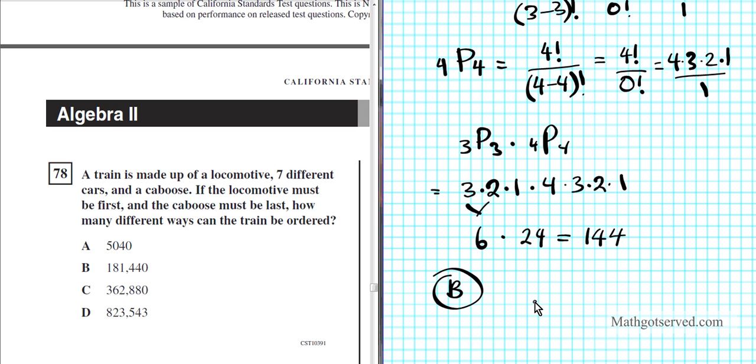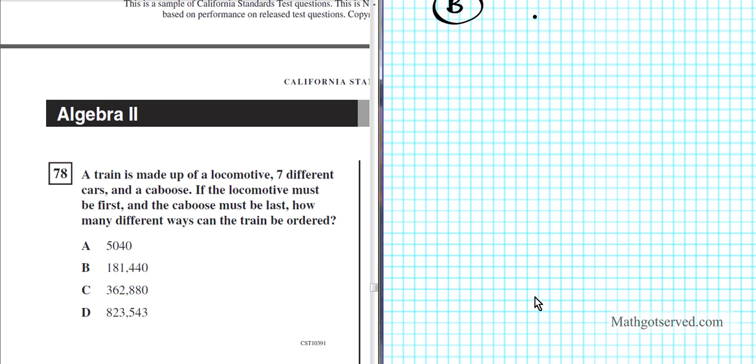It says a train is made up of a locomotive, 7 different cars, and a caboose. If the locomotive must be first and the caboose must be last, how many different ways can the train be ordered? You see another word there? That word ordered, what does that mean? That means permutation again. Ordering, placement, permutation, all those mean the same thing, okay?